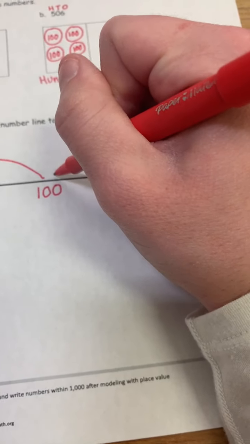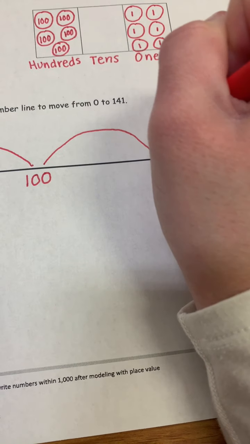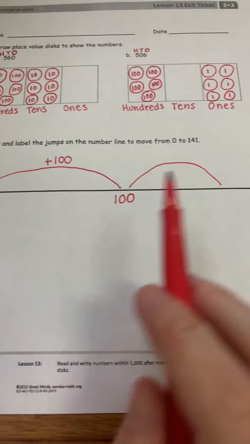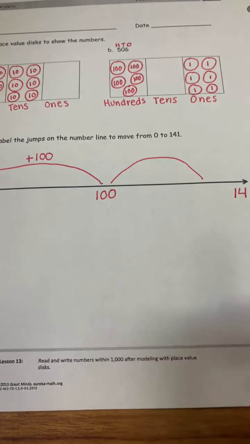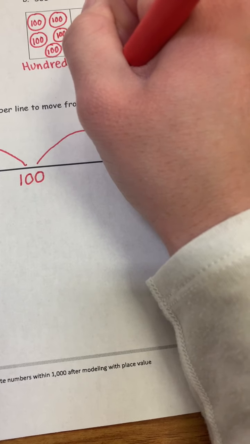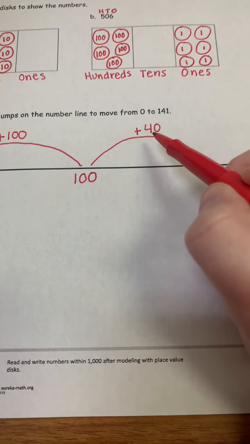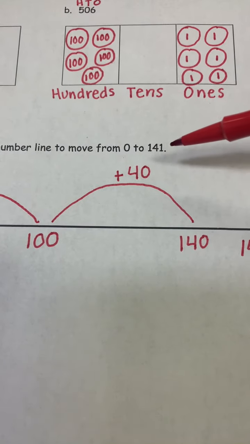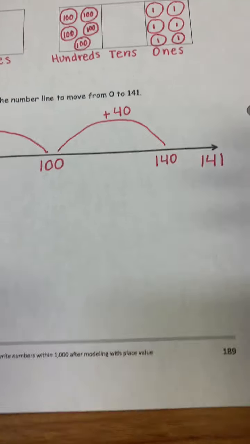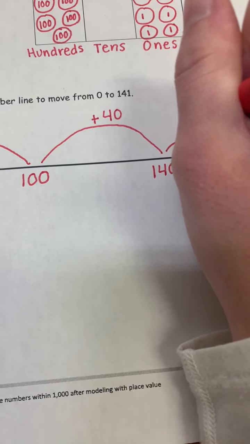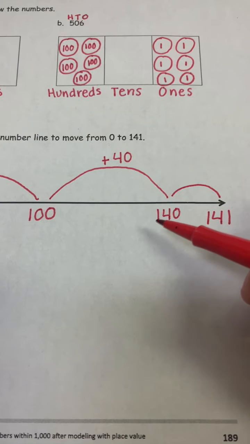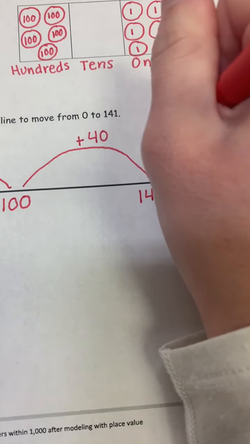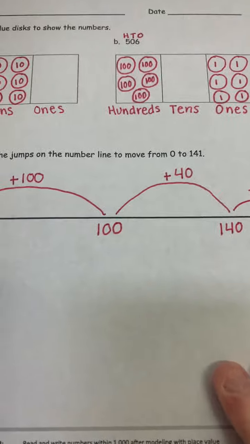So now from 100, we can make another leap. Not as big as the 100, but still a pretty fair amount. So we're going to add 40. So 100 plus 40 gives us 140. And then in our ones place, we had 1. So we're going to make a smaller leap here. So from 140 to 141, we added 1.